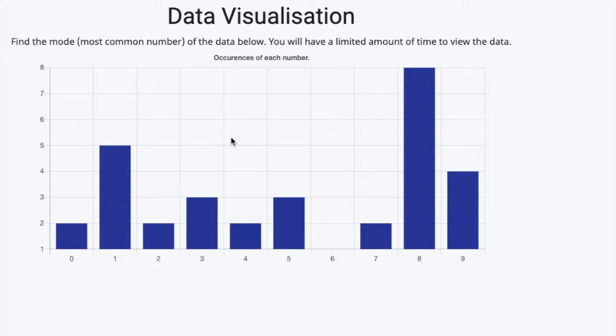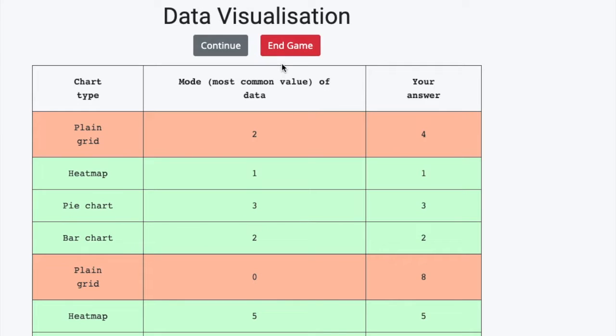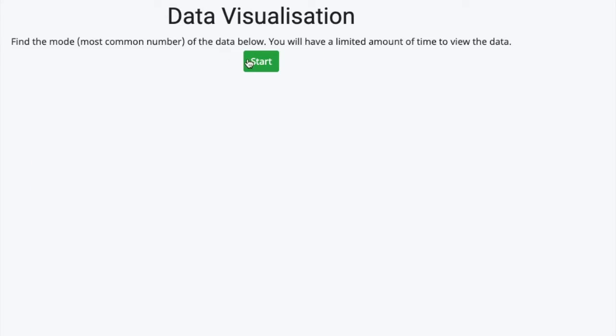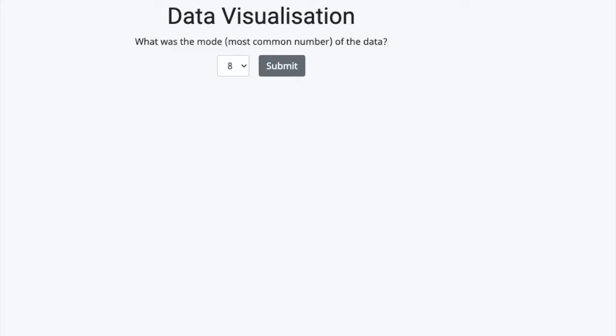So you can see when you're looking for the mode, the one that is just very, very clear is the bar chart. And if we continue, you'll keep getting larger and larger tables, and it gets harder and harder to do with anything except the bar chart. Gonna stop it there.